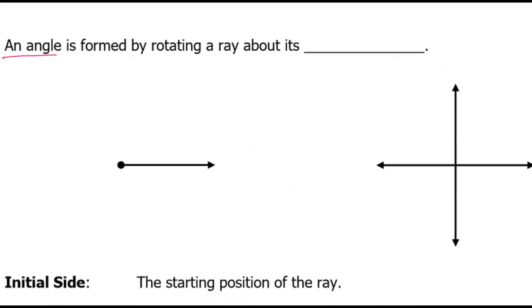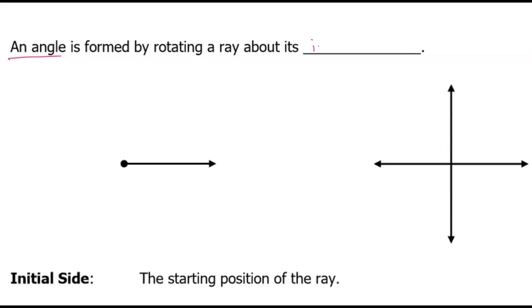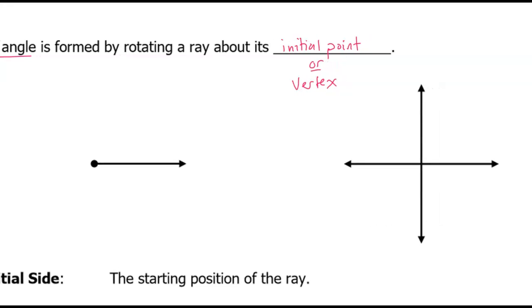Yes, an angle is formed by rotating a ray about its initial point, or its vertex. So what I'm going to do on this coordinate plane is create an angle. I am going to have my initial ray, or my initial side as it's called, be on the positive x-axis, and I'm going to rotate this ray about the origin. The distance between those two rays is our angle measure.